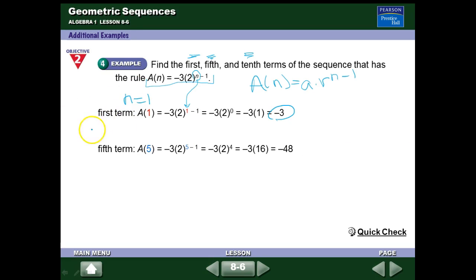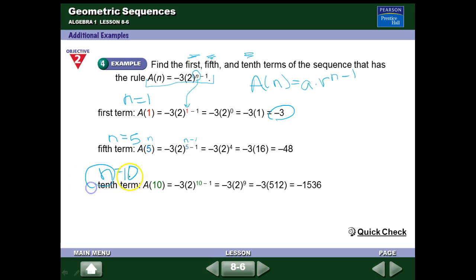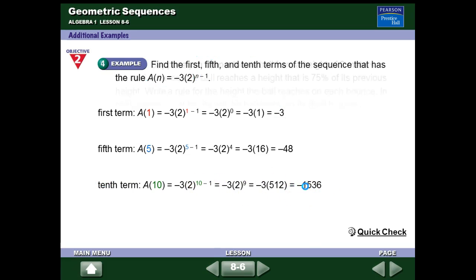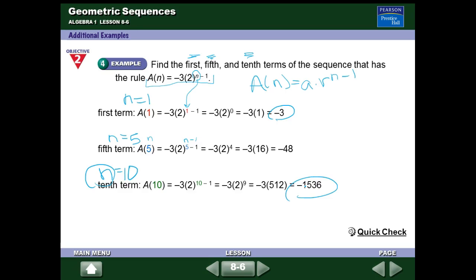Next, we're finding the 5th term. Since it's the 5th term of the sequence, n is going to equal 5. So we just plug in a 5 wherever we see an n, which we know it's n minus 1 here, and then this is my n value, which is 5. Plug it in. 2 to the 4th is 16. Negative 3 times 16 gives you negative 48. The 10th term: that's what our n is, the 10th. So plug in 10 for your n, and you're going to get negative 1,536. That is all for the notes video today.